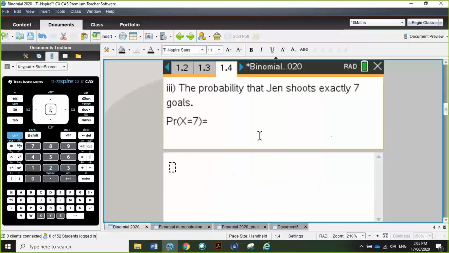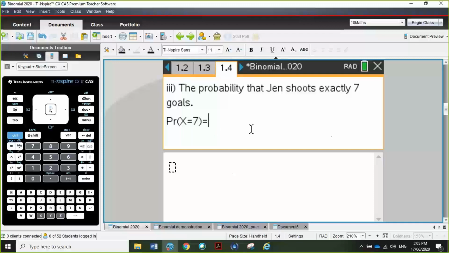But when we get to the next question, which is the probability that she shoots exactly 7 goals, this hopefully makes us think, because if she shoots 7, that means she misses 3. But which 7 does she shoot? Does she shoot the first 7 and then miss the last 3? Or maybe she misses the first 3 and then shoots the next 7? Or she could get the first one, then miss, then get the next 2, then miss another one. Hopefully your brain's starting to go, oh, that's a little bit confusing. It's not as straightforward as the last two questions. And also, we probably don't want to be drawing a big tree diagram for this. So let's have a think about it.